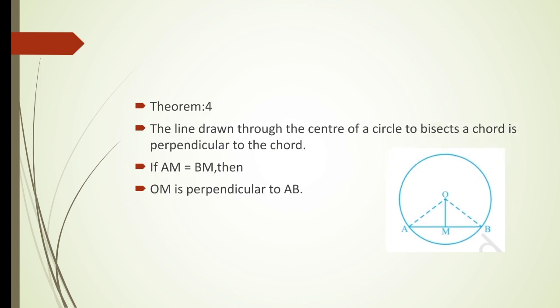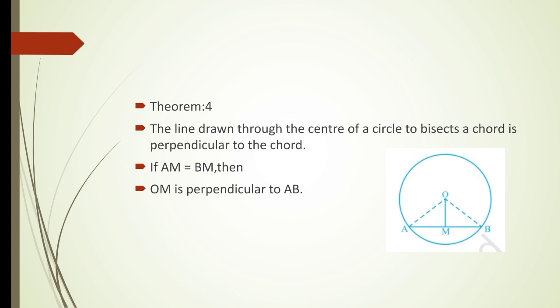The next theorem that we will come across is theorem 4. Here in theorem 4 it says the line drawn through the center of the circle to bisect a chord is perpendicular to the chord. Here OM is a line. It is not said that it is the perpendicular. OM is a line which is on AB in such a way that AM is equal to BM.